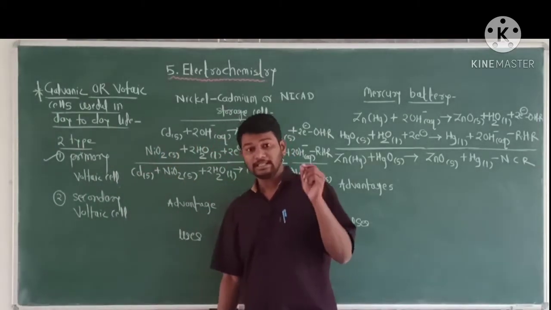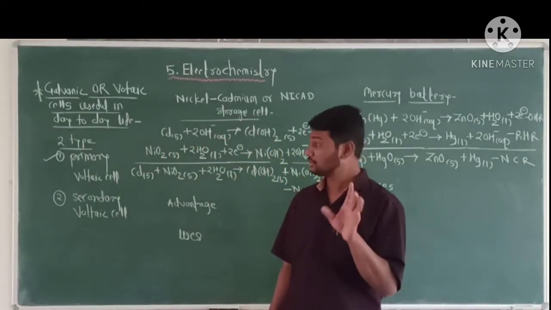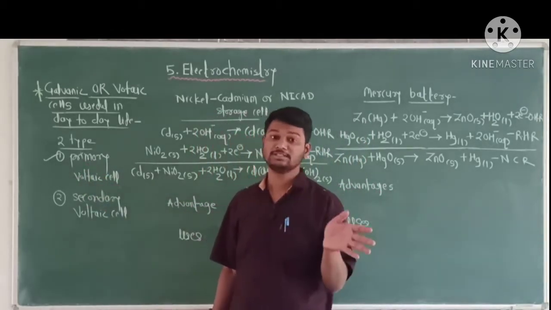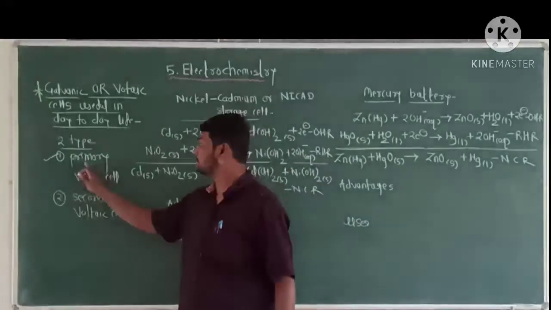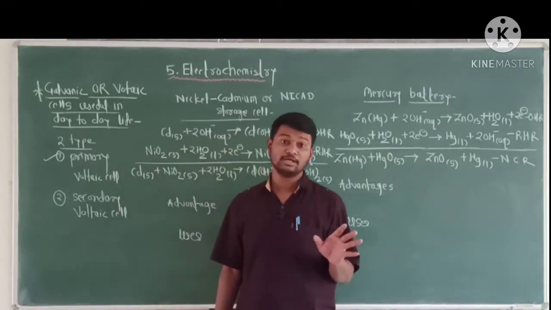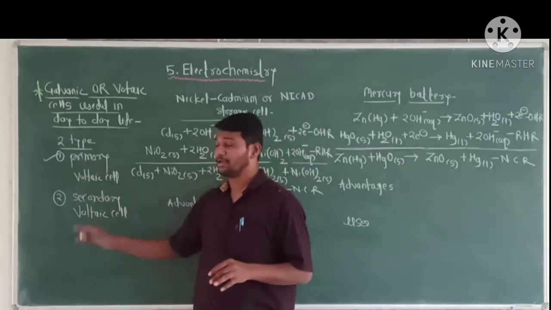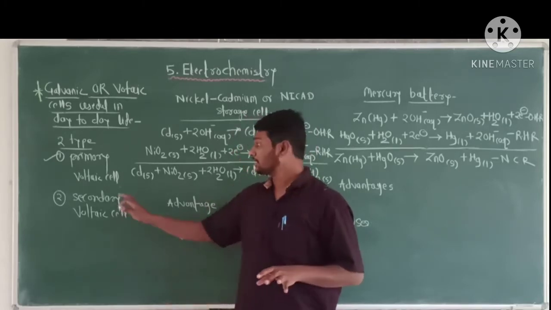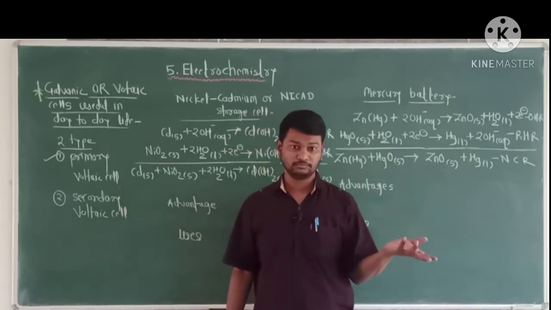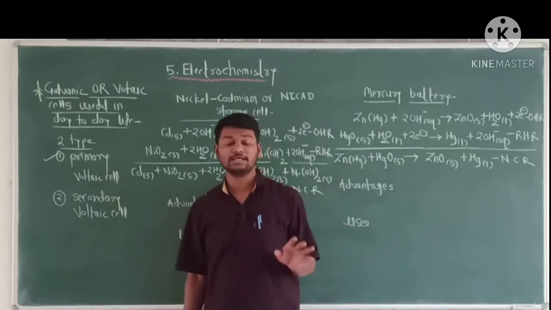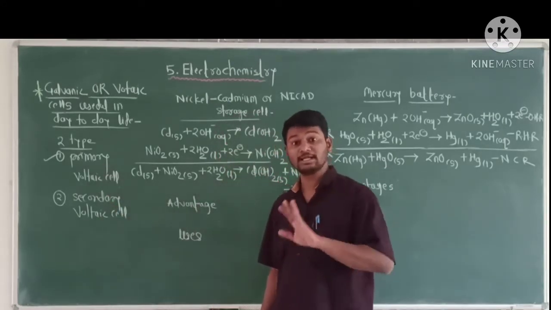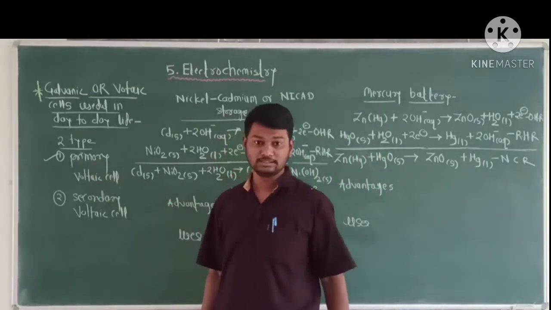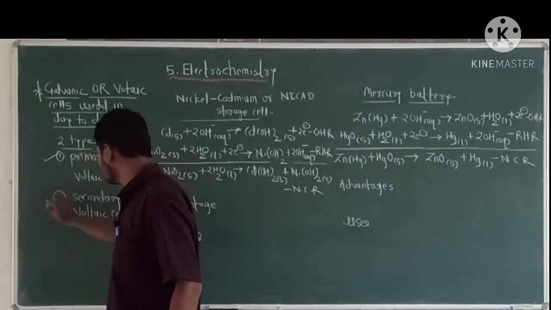A voltaic cell that cannot be recharged is called a primary voltaic cell. For example, dry cells are primary voltaic cells. Dry cells, like Nippo and Eveready, are all dry cells. They are used first and then thrown away. Therefore this is a primary voltaic cell. Now next, the secondary voltaic cell.